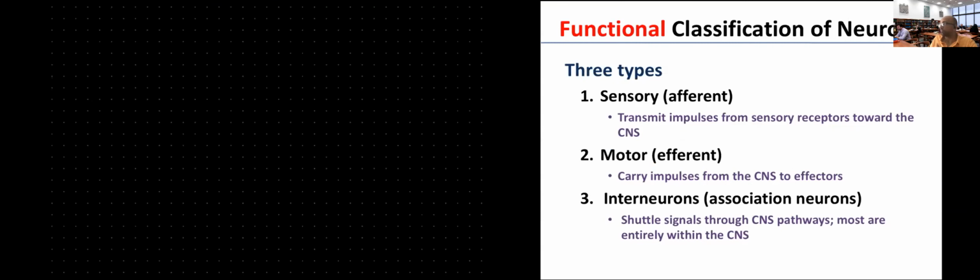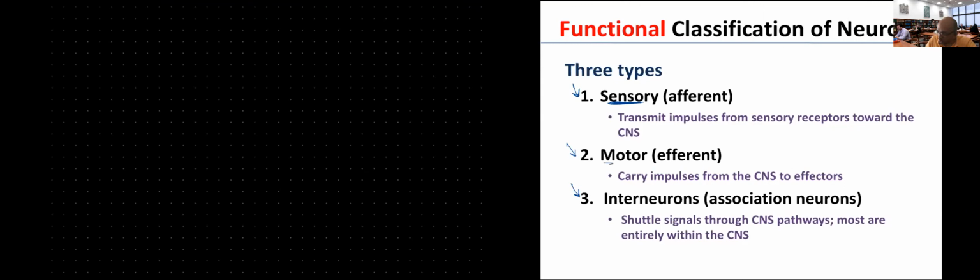Functional classification of the neurons is going to be to satisfy the three functions of the nervous system that we've mentioned earlier in this chapter. So we've got some neurons that are conducting sensory impulses, so we consider them the sensory neurons. So they will be conducting the signals from the receptor to the central nervous system.